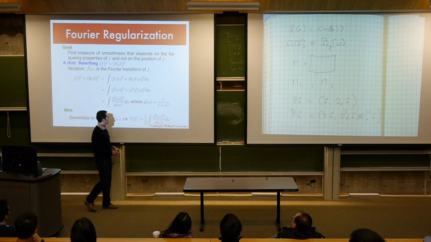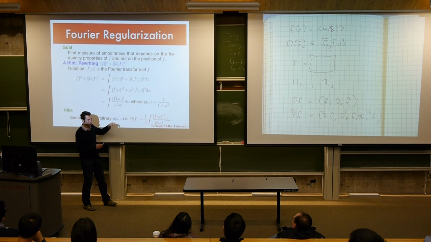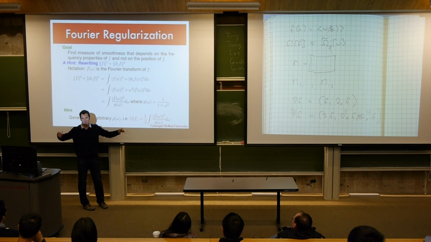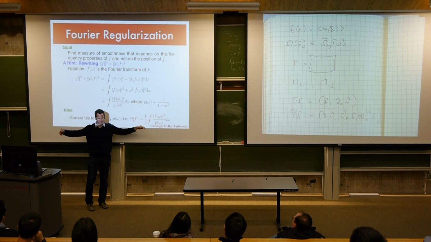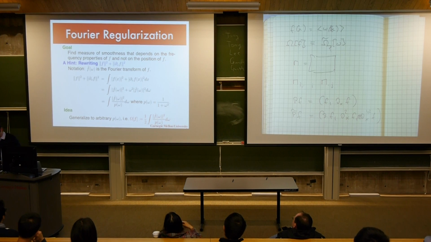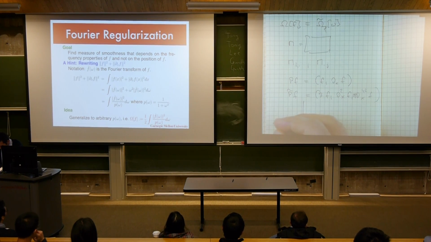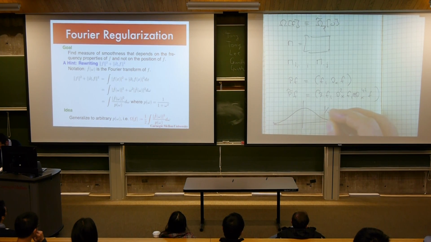So think of this P of omega as a penalty, which tells me where I would have to pay a lot if I had a lot of high frequency terms, or maybe where I have to pay a lot less if I have low frequency terms. So in this case, of course, P of omega looks like so. This is 1 over 1 plus omega squared.